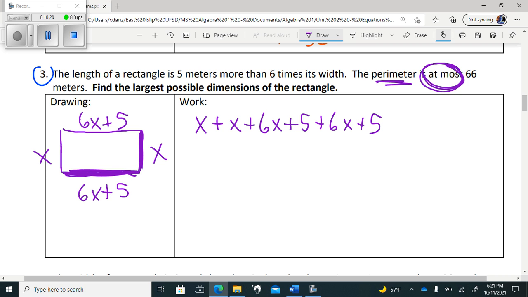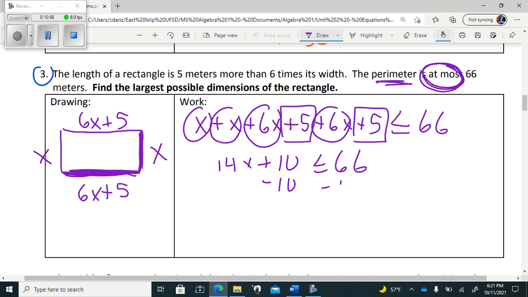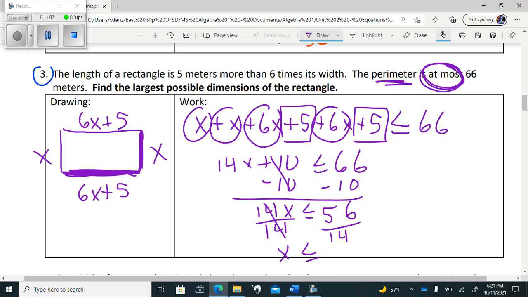The perimeter is at most 66. So it might be less than, but it could also be equal to 66. And it says find the largest possible dimensions of the rectangle. So let's solve this. Combine like terms. That's 14x plus 10 is less than or equal to 66. Subtract 10 from both sides. And divide both sides by 14. X is less than or equal to 4.